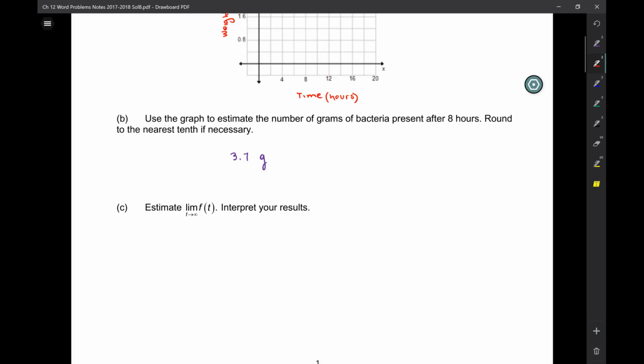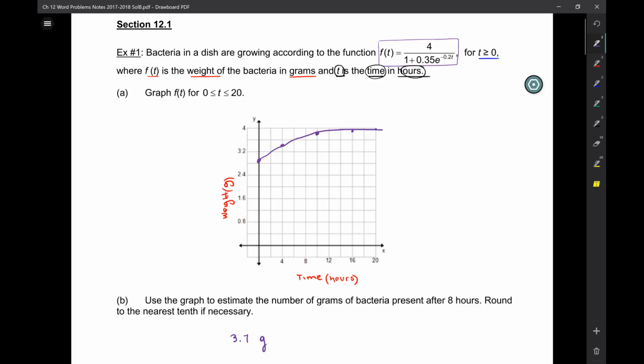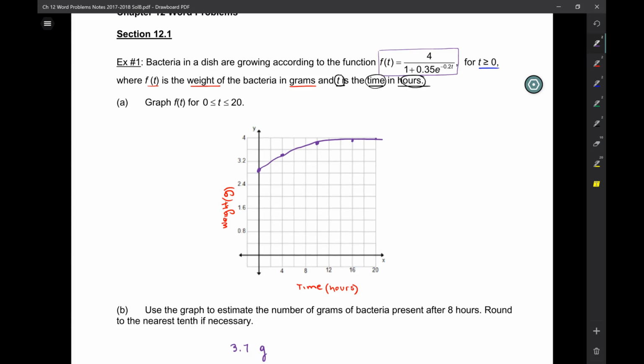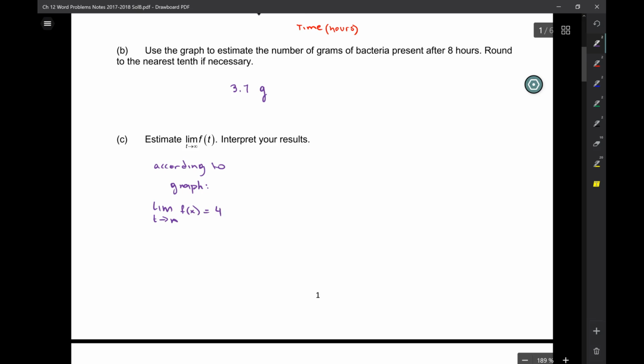Fabulous? Fabulous. Okay. Find the limit as t approaches infinity of f of t. According to the graph, what do you think the limit is as t approaches infinity? According to the graph, the limit as t approaches infinity of f of t is equal to 4. Let's justify algebraically, because why not?